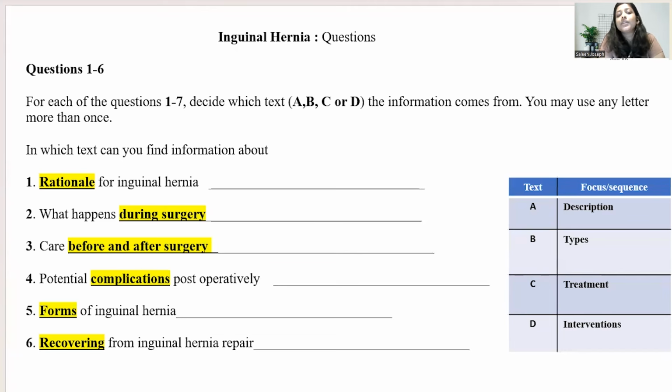First question, rationale for inguinal hernia. Second one, what happens during surgery? Third, care before and after surgery. Fourth one, potential complications post-operatively.